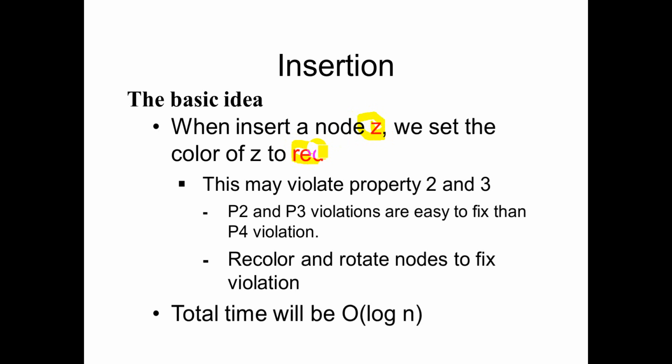And we know that this may violate property 2 and 3. We know that. But the point is, you can look here, P2 and P3 violation means property 2 and property 3 violations are easier to fix than property 4 violation. For this we are setting the color to red.